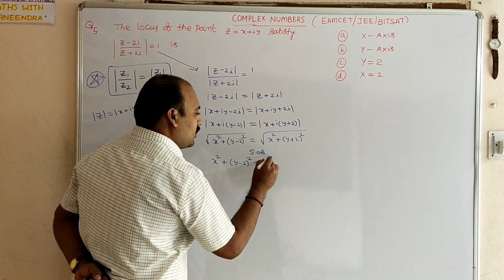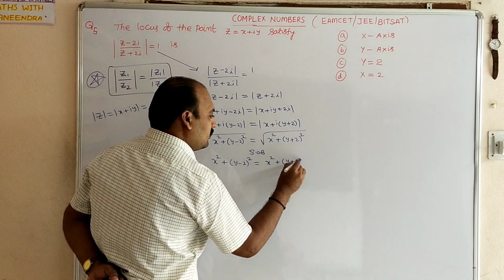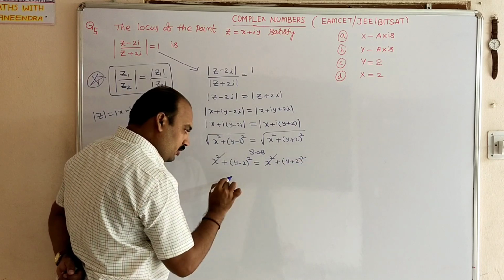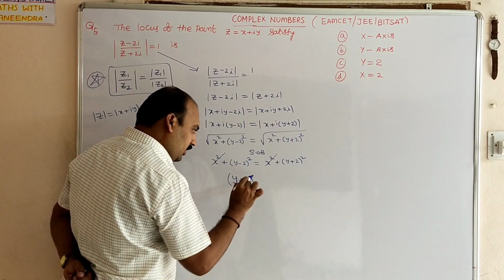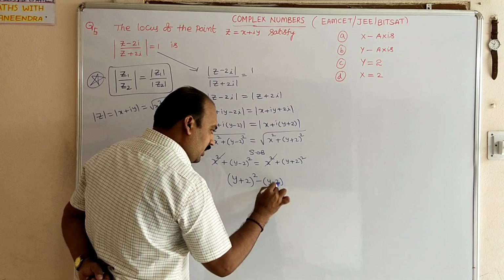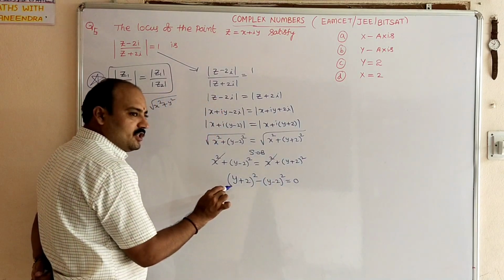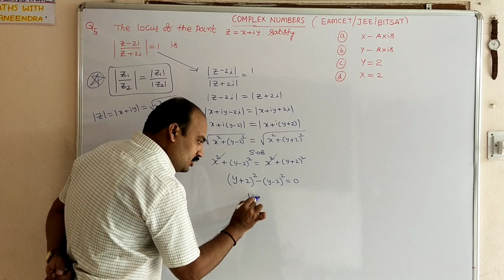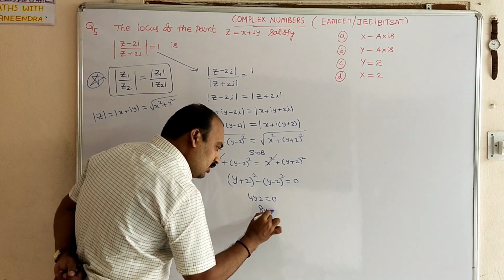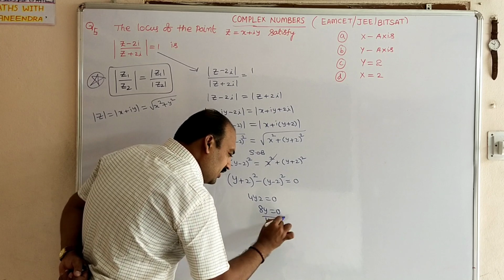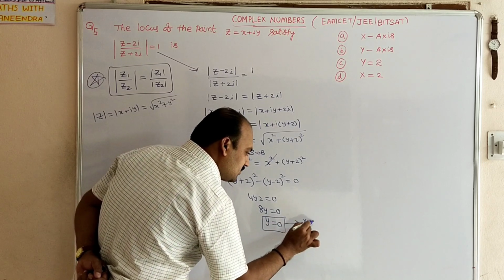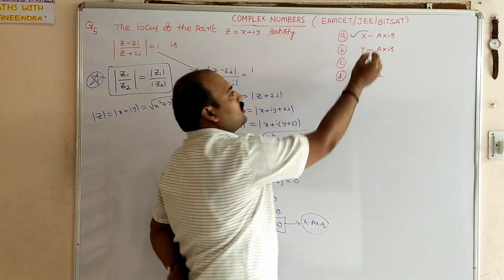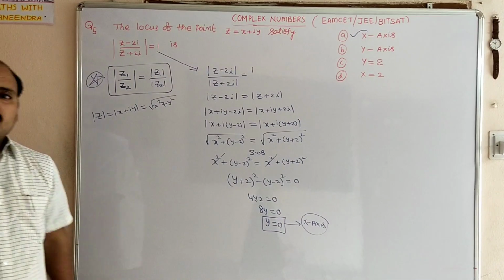Squaring on both sides, we get x square plus (y minus 2) whole square equal to x square plus (y plus 2) whole square. On both sides x square gets cancelled. So (y plus 2) whole square minus (y minus 2) whole square is equal to 0. It is in the form of (a plus b) whole square minus (a minus b) whole square, that is equal to 4ab. So 4 into y into 2 equal to 0. Therefore 8y equal to 0, y is equal to 0. Y is equal to 0 means what? X-axis. So the required locus is x-axis, which is there in the first option. We will move to the next question.